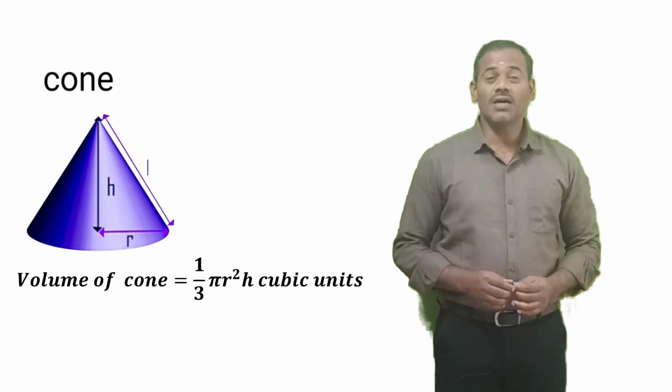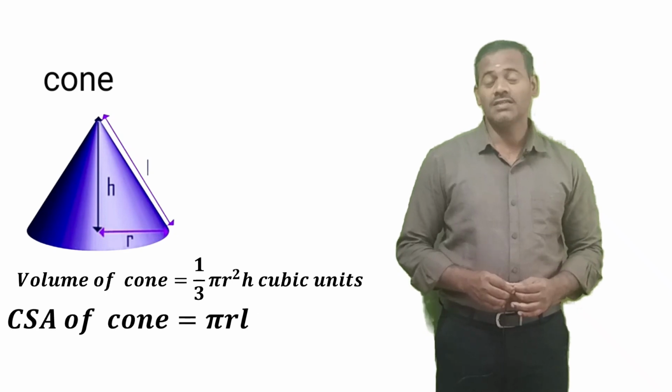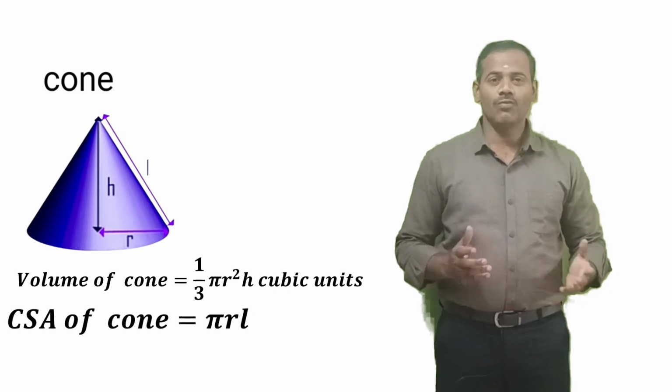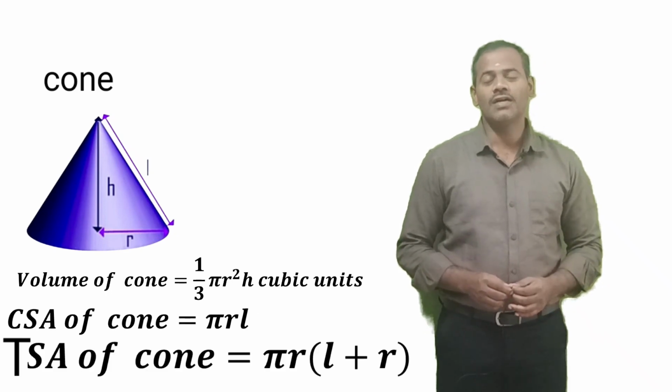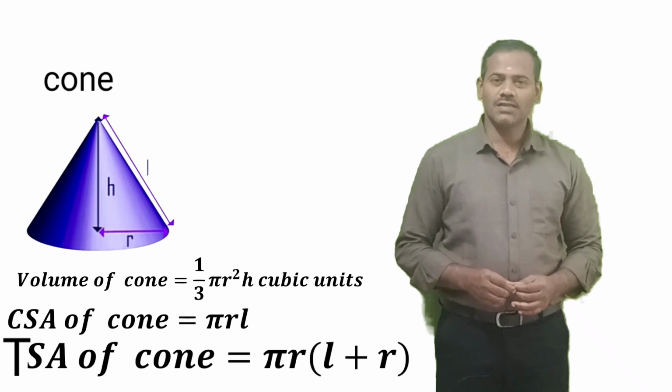And what about the curved surface area of a cone? It is pi r L. And what about the total surface area of a cone? It is pi r (L + r).